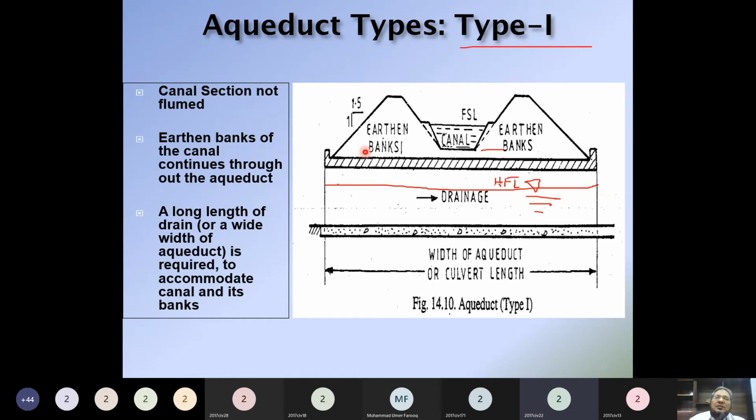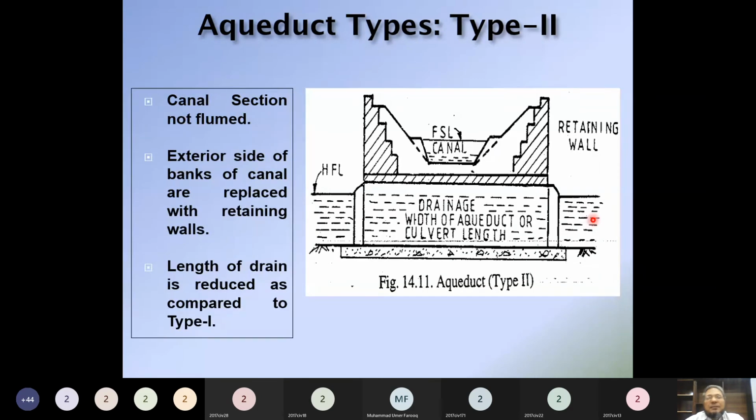Canal water is passing over the drainage such that the bed level of the canal is sufficiently higher than the high flood level in the stream. और जनाब इसके अंदर क्या हो रहा है कि फ्लूमिंग नहीं कर रहे, जो कैनाल की का डायमेंशन पीछे है वही ऊपर से जा रहा है एंड ऑल्सो जो एम्बैंकमेंट्स हैं वो भी वैसे ही जा रहे हैं. तो इसका मसला क्या हो गया? इसमें जो लेंथ है ऑफ द कर्वर्ट और विड्थ ऑफ एक्वेडक्ट रिक्वायर्ड इज लॉन्गर. ठीक हो गया? नाउ टाइप 2 एक्वेडक्ट.